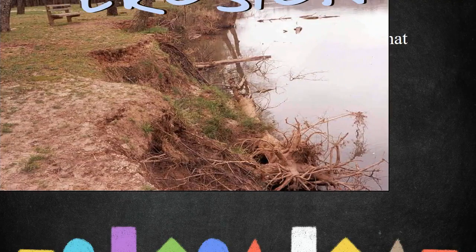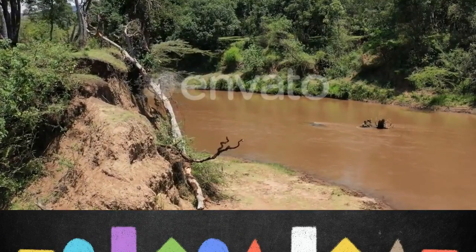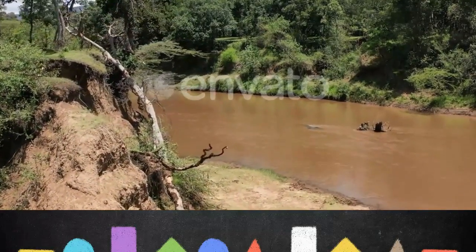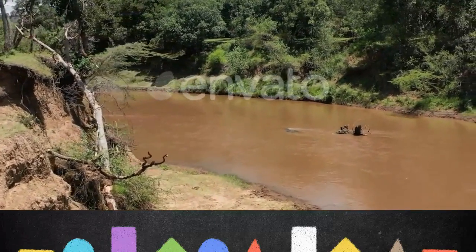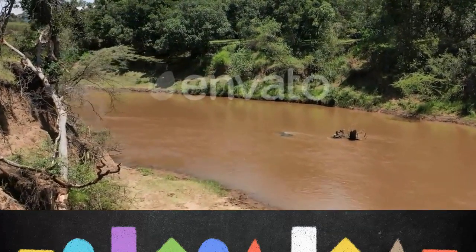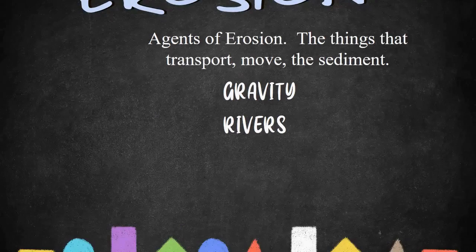We also have rivers. Here we can see that the river is eating away the weathered rock material or the soil that these tree roots are growing in. Rivers also move muddy water. The reason that water is muddy is because there's a lot of sediment in it. As that sediment gets moved, that is erosion, the movement of sediment.